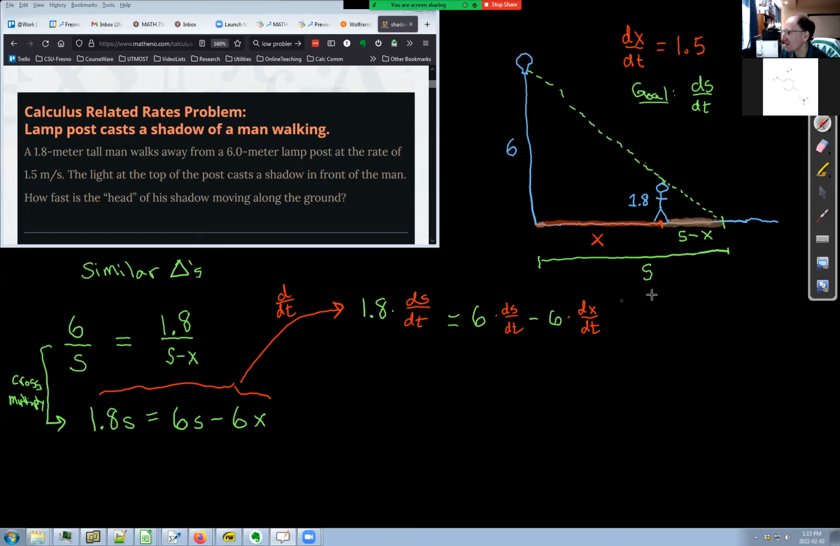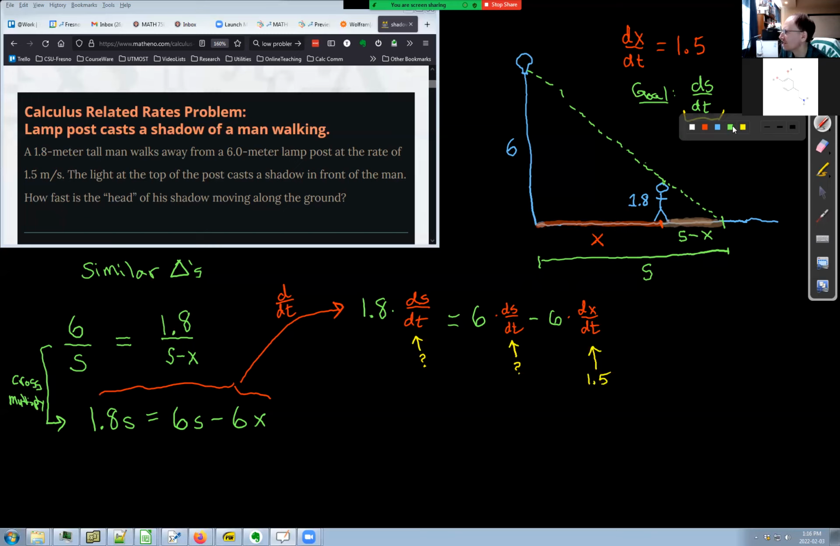Okay, all right, so now we're cooking, and now we can plug in the things that we know. So I know that dx/dt is 1.5 because the problem told me that. And I don't know what ds/dt is, but that's okay because that's my goal. Oh, and here's ds/dt over here again. So I have 2 question marks. It might be worrisome, but it's no big deal because we can just combine them. They're the same, I'll show you what I mean.